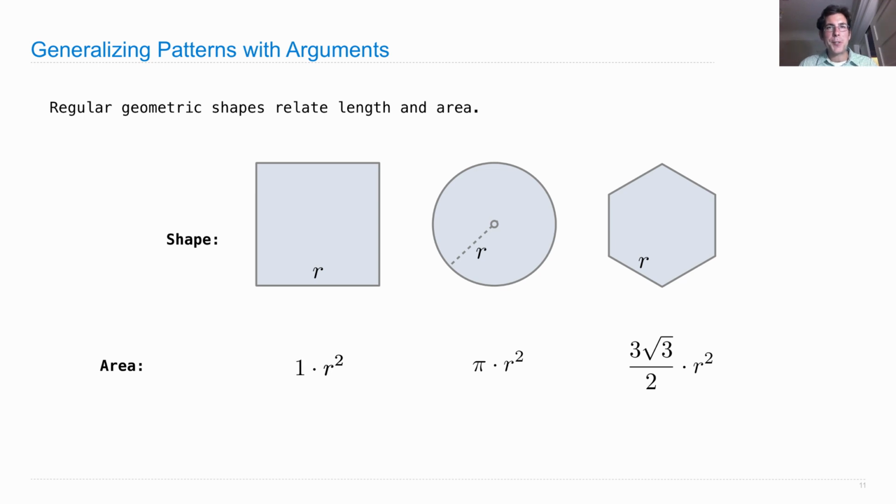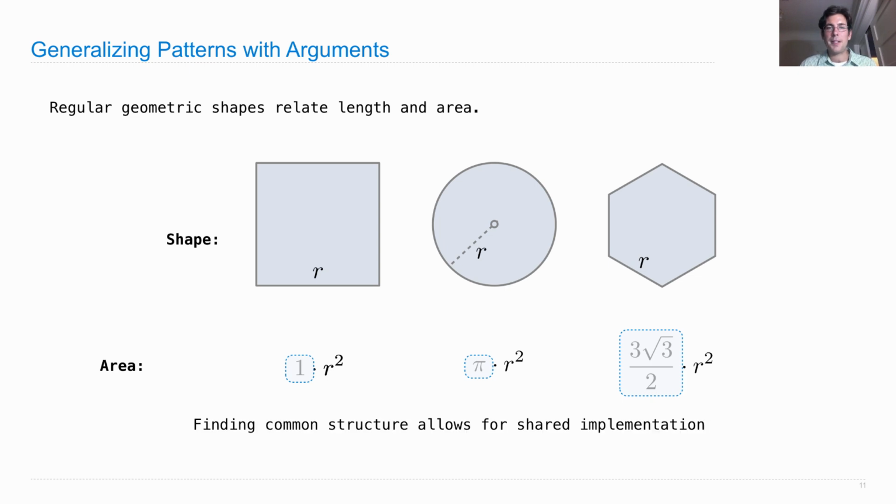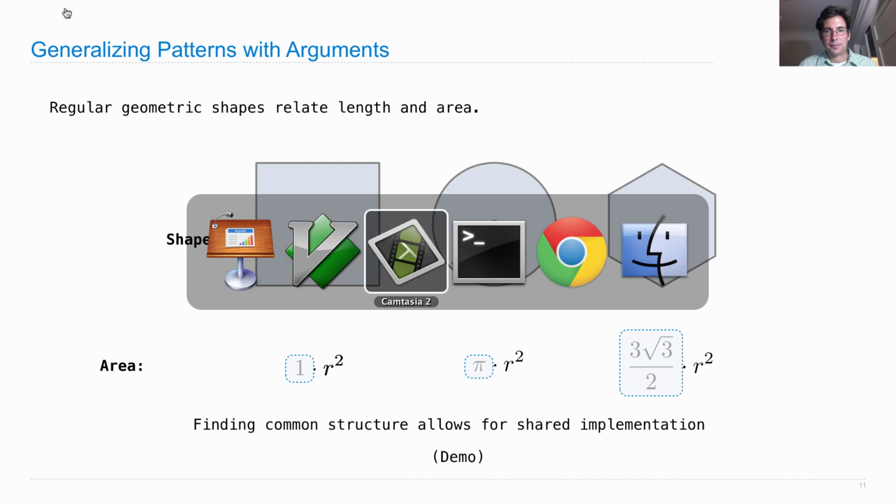So what we're going to do is look at these three formulas and find out what they have in common and what makes them specific to a particular shape. So it's these constants, 1, pi, and 3 square root of 3 over 2, that are specific to the shape we're interested in. The rest is just how you compute the area of a shape. So if we find this common structure among similar related problems, we could share the implementation. Alright, let's actually do that.